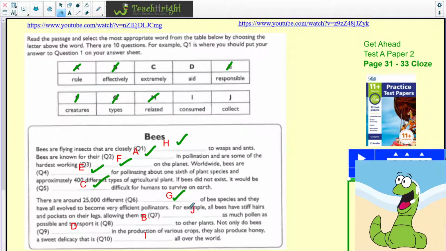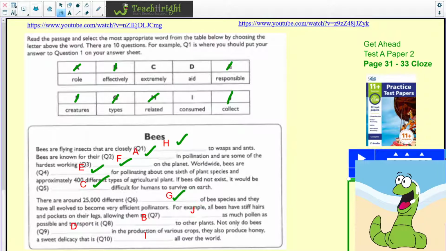in actual fact, I think it's collect. So sorry, it's the J that we need in there. So sorry, let me remove the B. It's the J that we need in there. It's not quite lined up properly, so we just need the J. So collect as much pollen as possible. That makes more sense. And transport it effectively to other plants. So it's B that we're going to use there. So we've got J and B for 7 and 8.